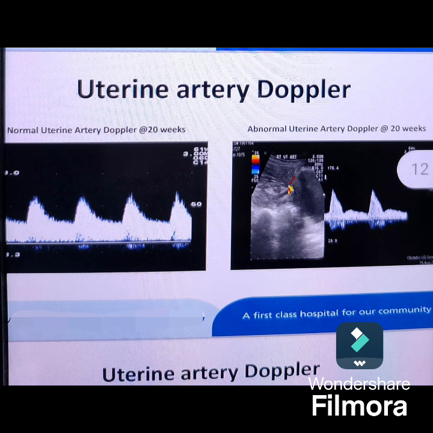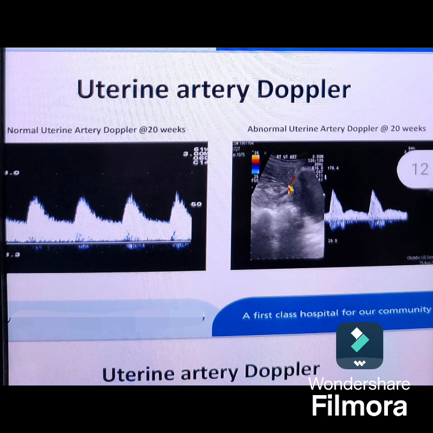Now coming to the uterine artery Doppler. Doppler velocimetry is not done before 12 weeks. It is heat producing, so it cannot be done before 12 weeks of pregnancy because of heat production and the risk of abnormal embryogenesis. It is done only after 12 weeks.